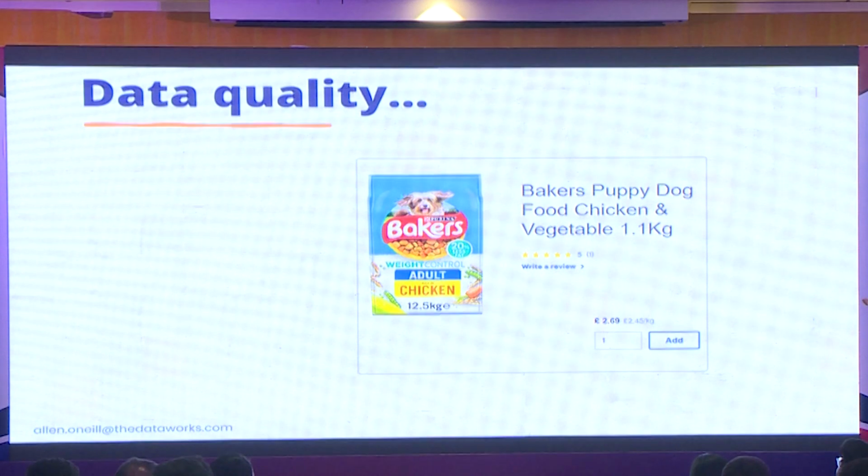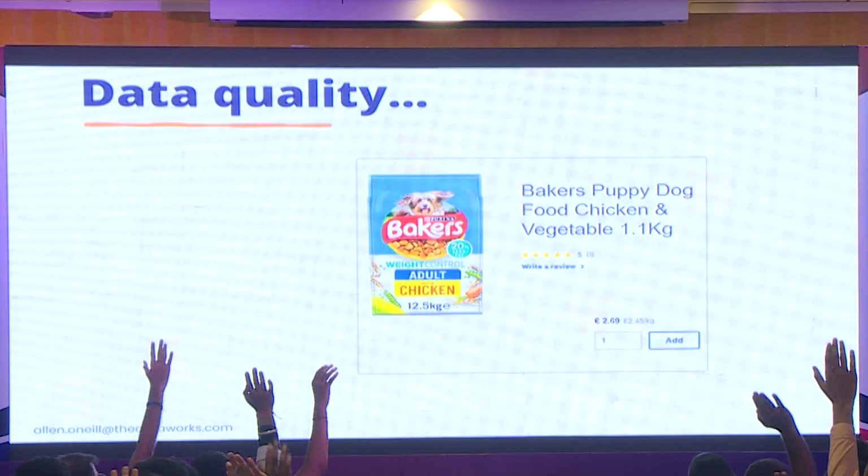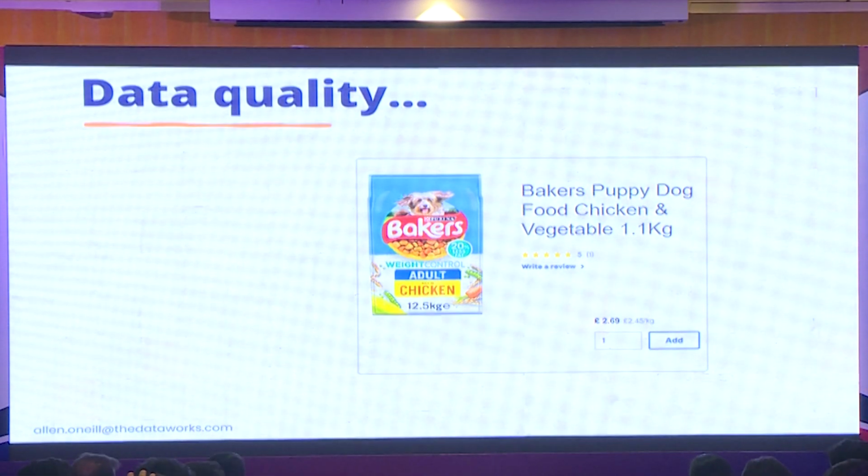The next thing we can do is we can look and we can do maybe things for data quality. So I look at, I like puppies. Who likes puppies? Oh, yes, yeah. So up here, we have this product about the puppy, but something is wrong, okay? It says Baker's puppy dog food, but something's wrong. Anybody know what's wrong?